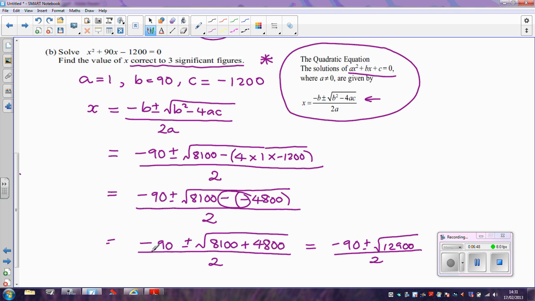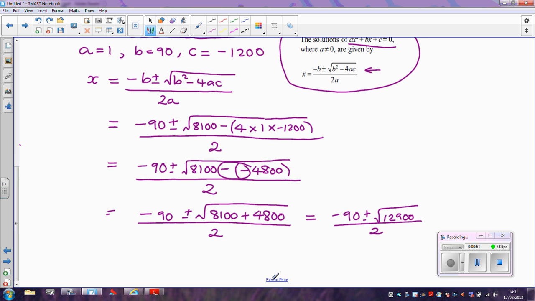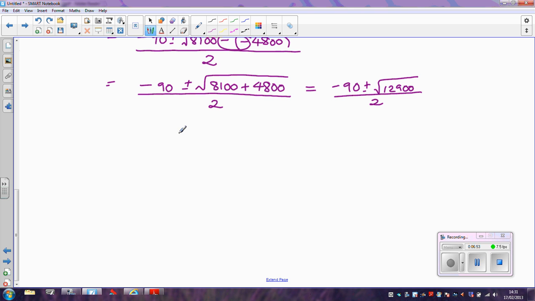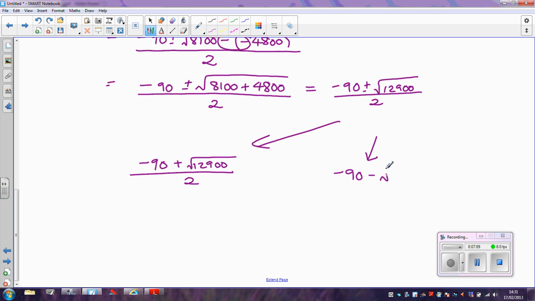If we keep on going, on our calculator we're going to get 2 possible answers. So it's either minus 90 plus the square root of 12,900 divided by 2, or the answer could be minus 90 subtract the square root of 12,900, and that's all divided by 2. Now if I plug this into my calculator, this one comes out as 11.78908.